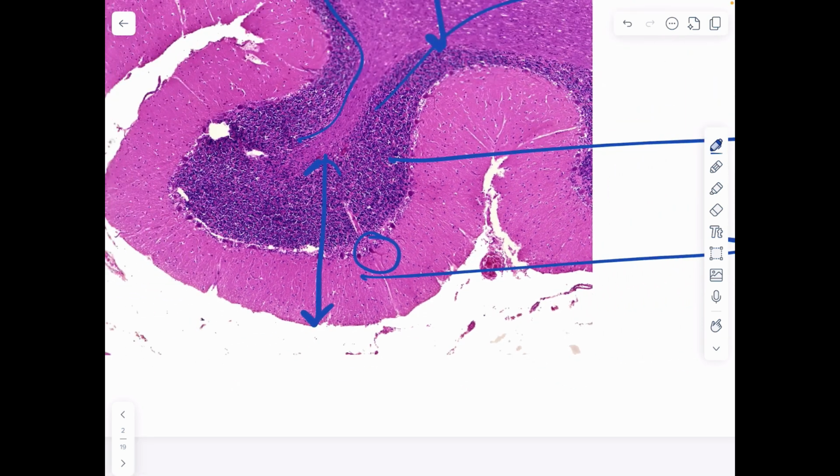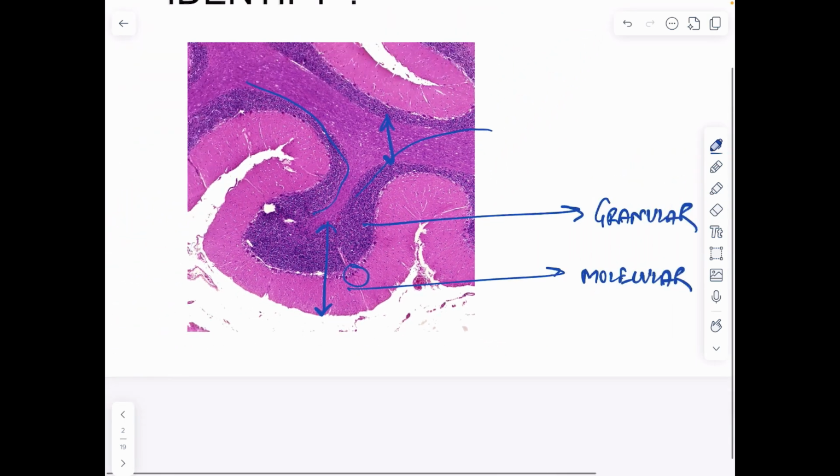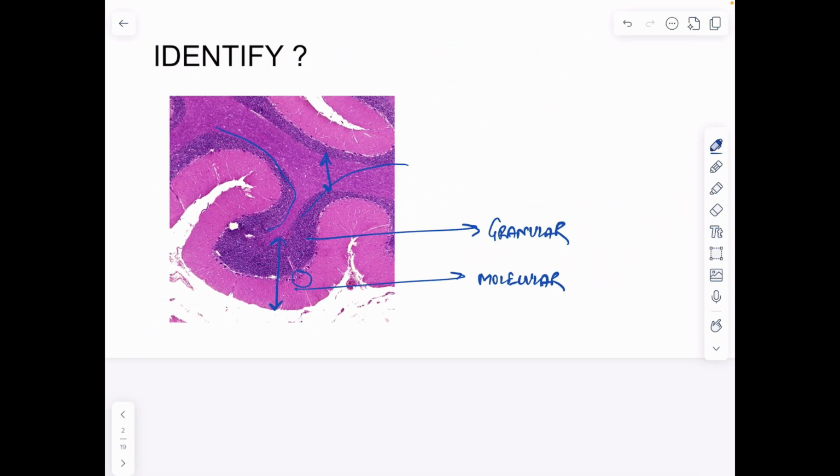So this is the large Purkinje cell, which is the hallmark feature of cerebellum in the histological slides. So these are the Purkinje cells, and these Purkinje cells are the hallmark features. So you have identified this slide to be that of the cerebellum.